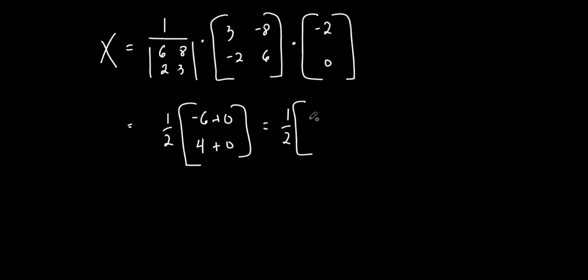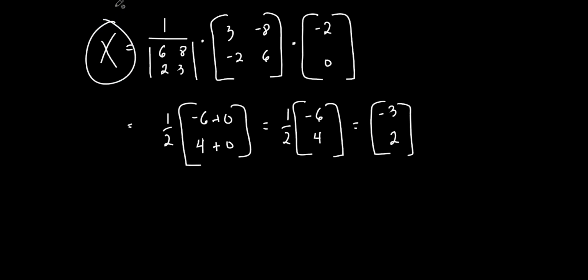So what do you get over here? Just -6 and 4. And now you multiply this thing on the outside times that. So what do we get? -3 and then a 2. And that is that. Okay, that's your answer.